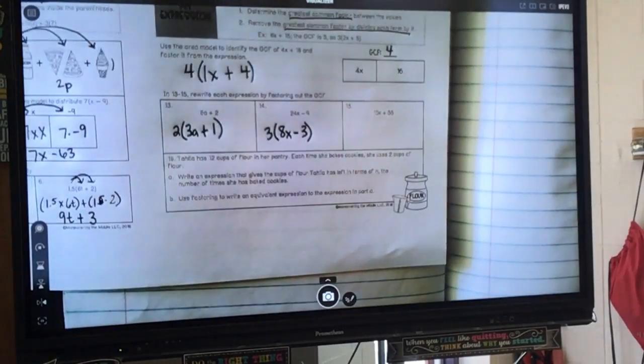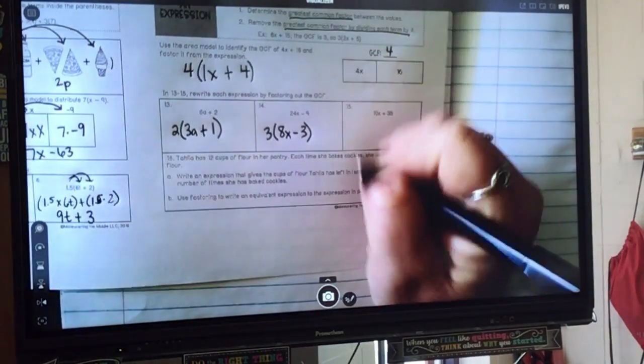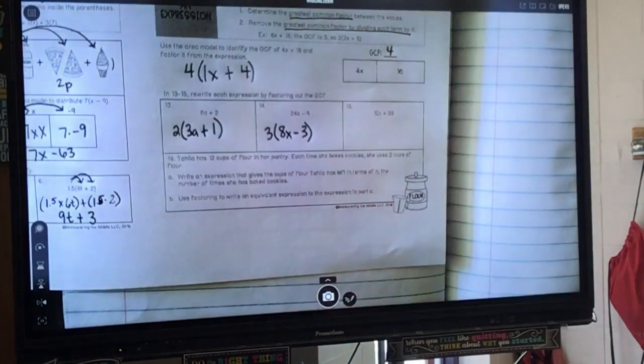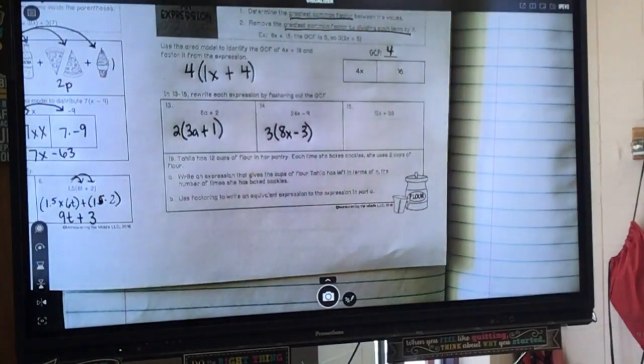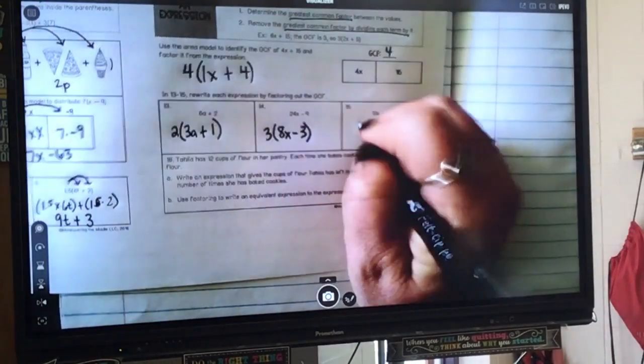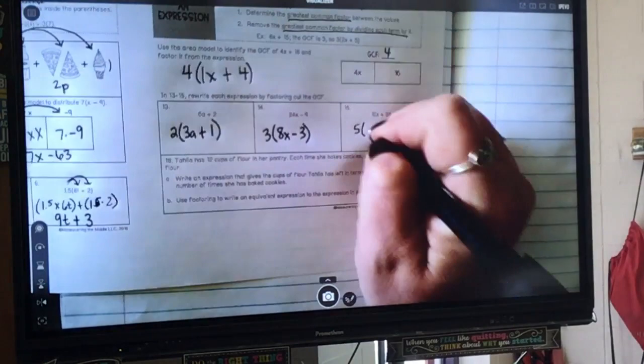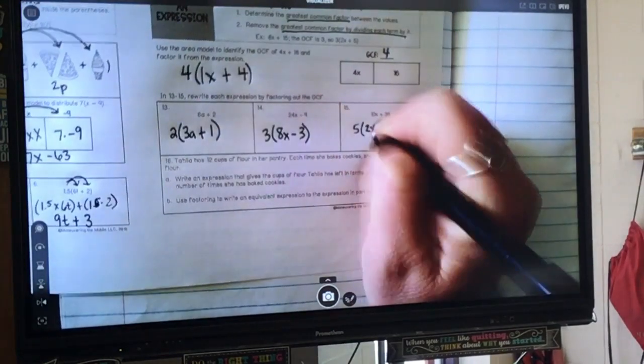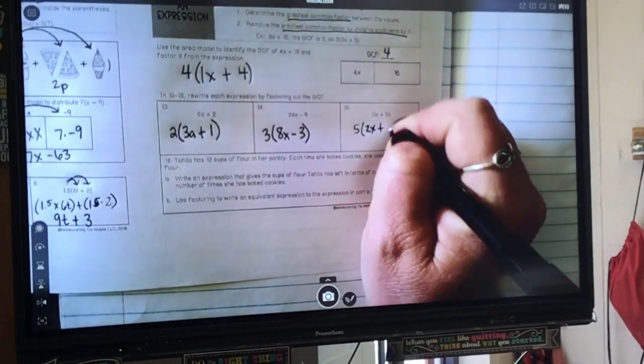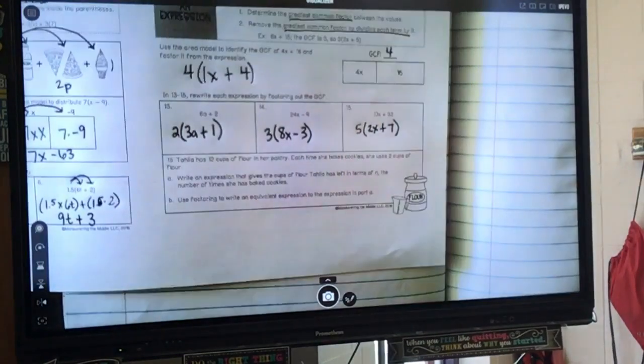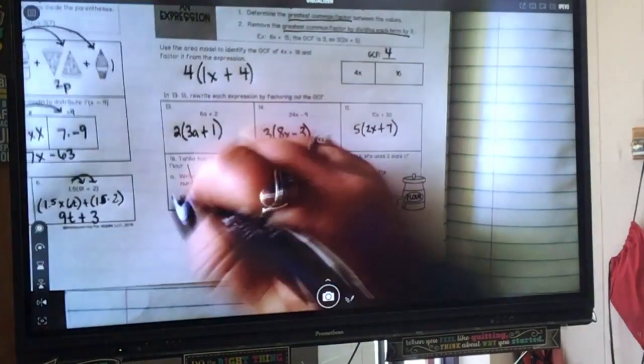What number goes into both 10 and 35? Michaela? 10. No. Remember, GCF are all the numbers that you can multiply together. Oh, okay. 5. 5. So 5 times what gives you 10? 2. And then 5 times what gives you 35? Alright, don't worry about 16, just cross that off.